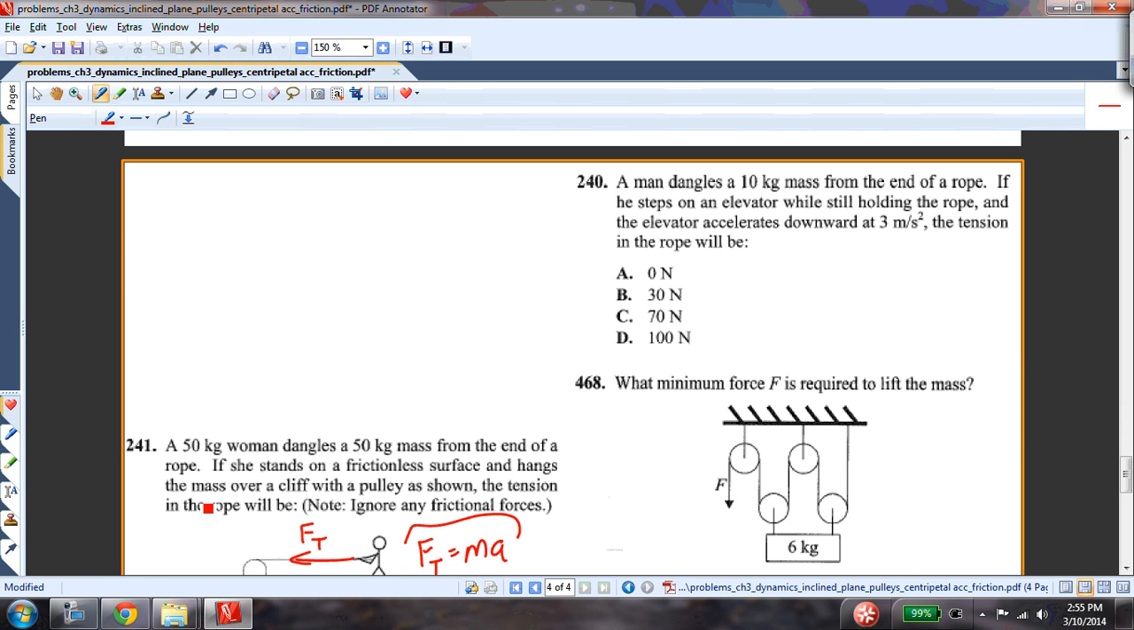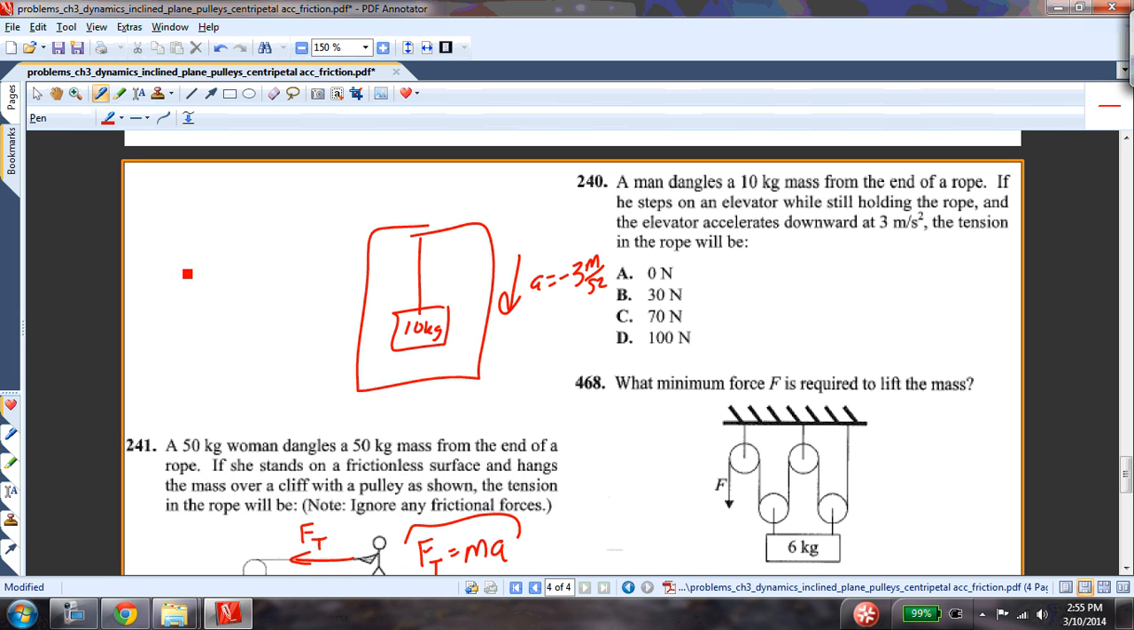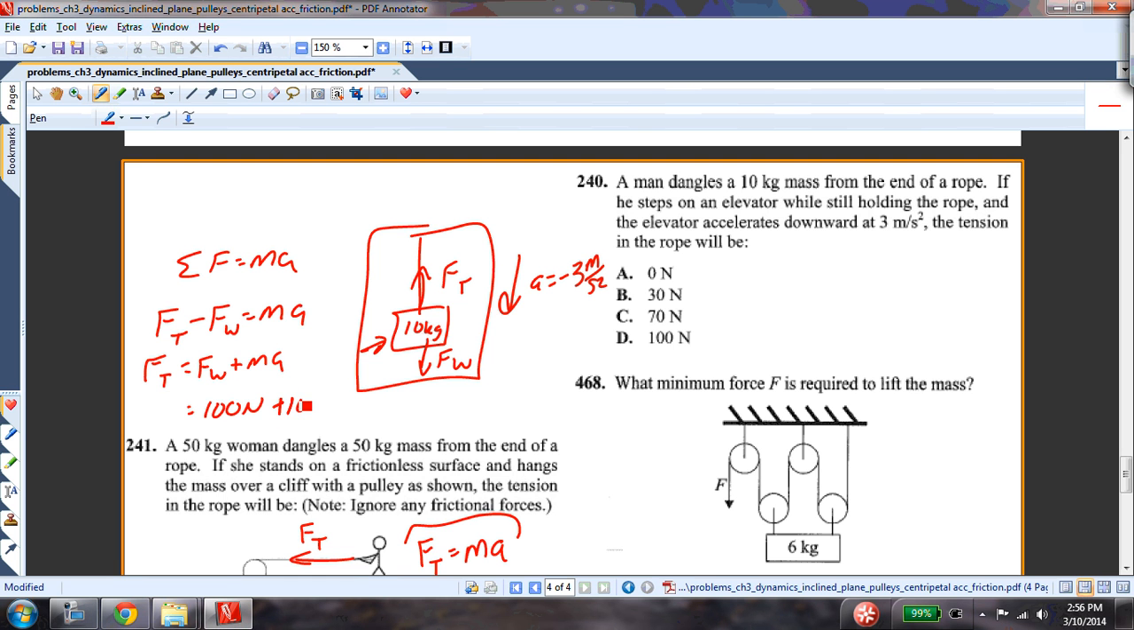And a man dangles a 10 kilogram mass on the end of a rope. He sits on an elevator while holding the rope. We had a problem like this in 101. Have 10 kilogram mass. It's accelerating downward. So a is equal to -3 meters per second squared. And I just say the sum of the forces equals ma. I have the tension in this direction, the weight in this direction, so Ft minus Fw equals ma. I'm looking for the tension. That's going to be 100 newtons, that's the weight of the block, plus 10 kilograms times -3 meters per second squared, because it's accelerating downwards, so that's equal to 70 newtons.